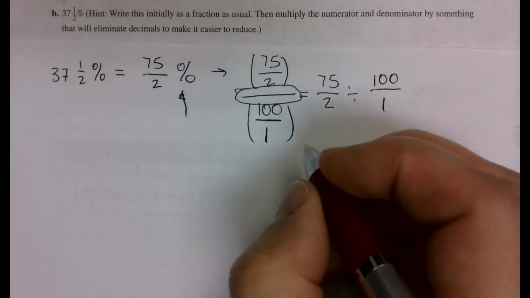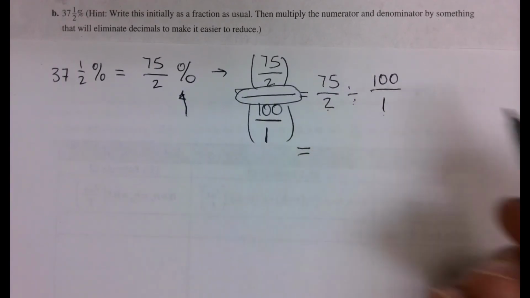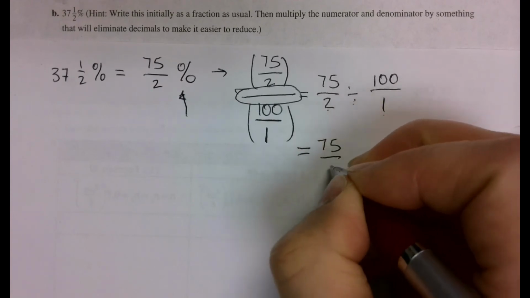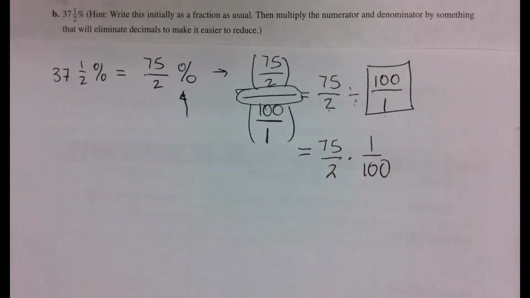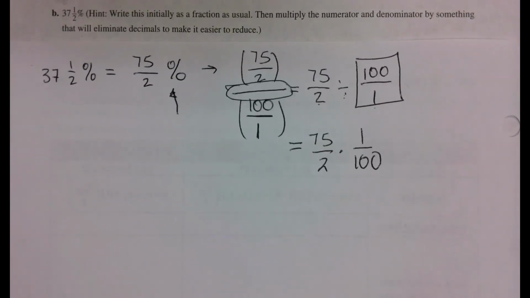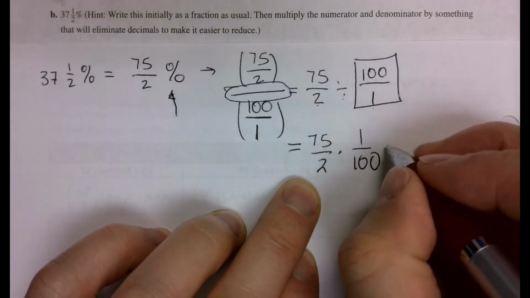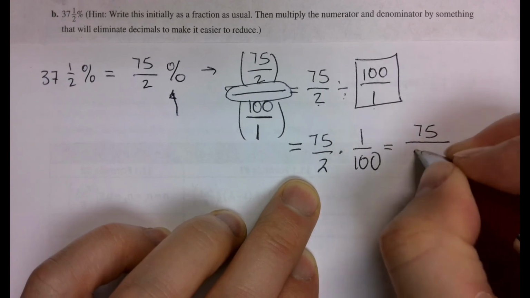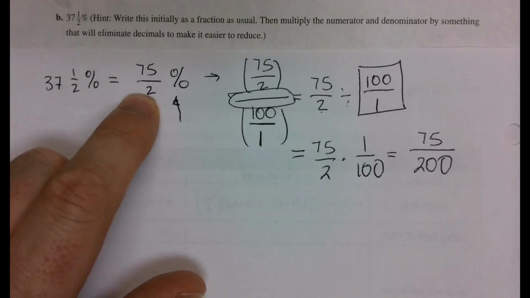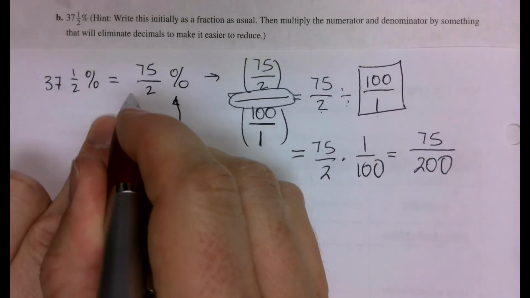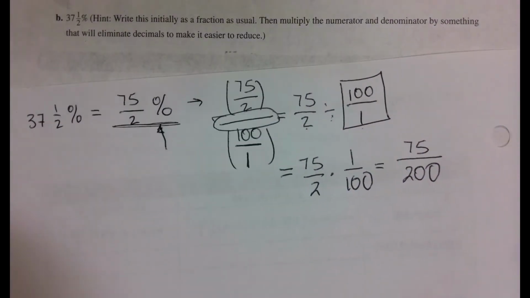And then I'm going to apply an algorithm that says keep, change, flip. When we're dividing by a fraction, it's the same thing as multiplying by its reciprocal. So it's the reciprocal of the divisor, the fraction we're dividing by. Well, there we go. We get 75/2 times 1/100. So this becomes 75/200. And there we've now finally done it. We've converted this fractional percent into just a fraction. And now we just need to simplify that.